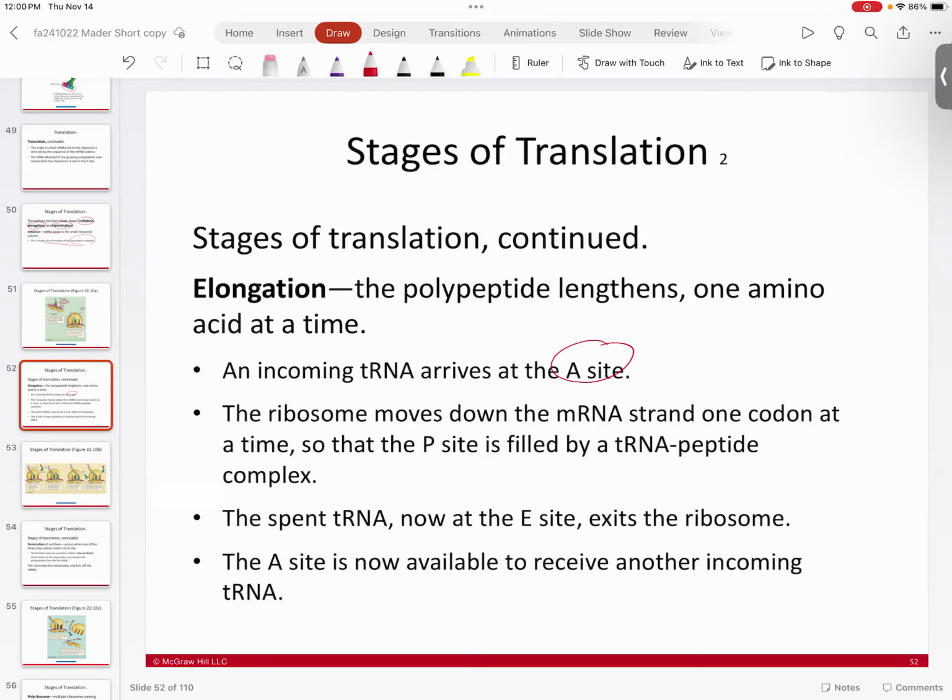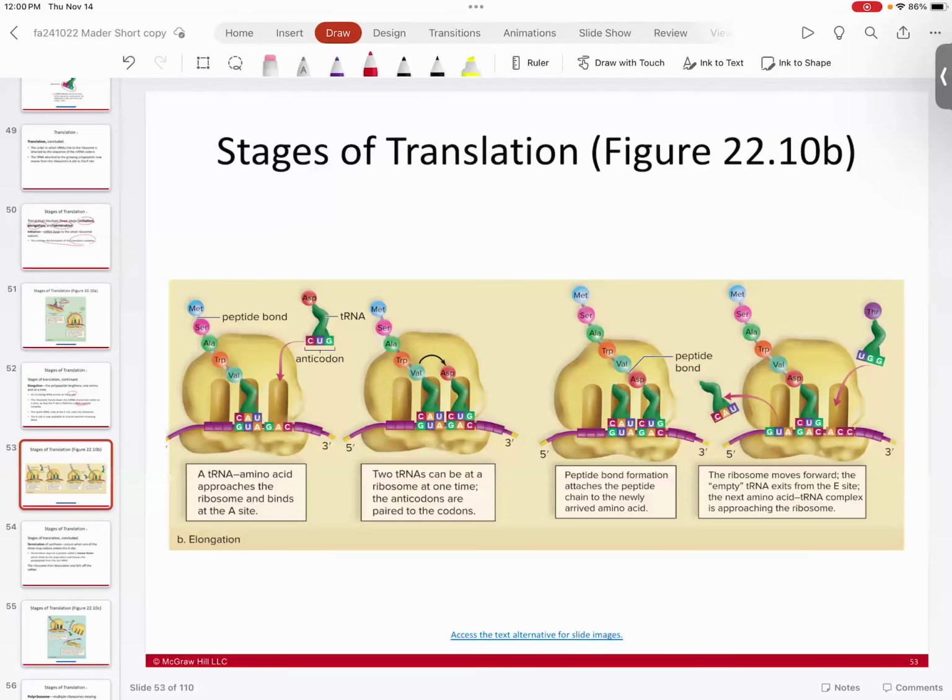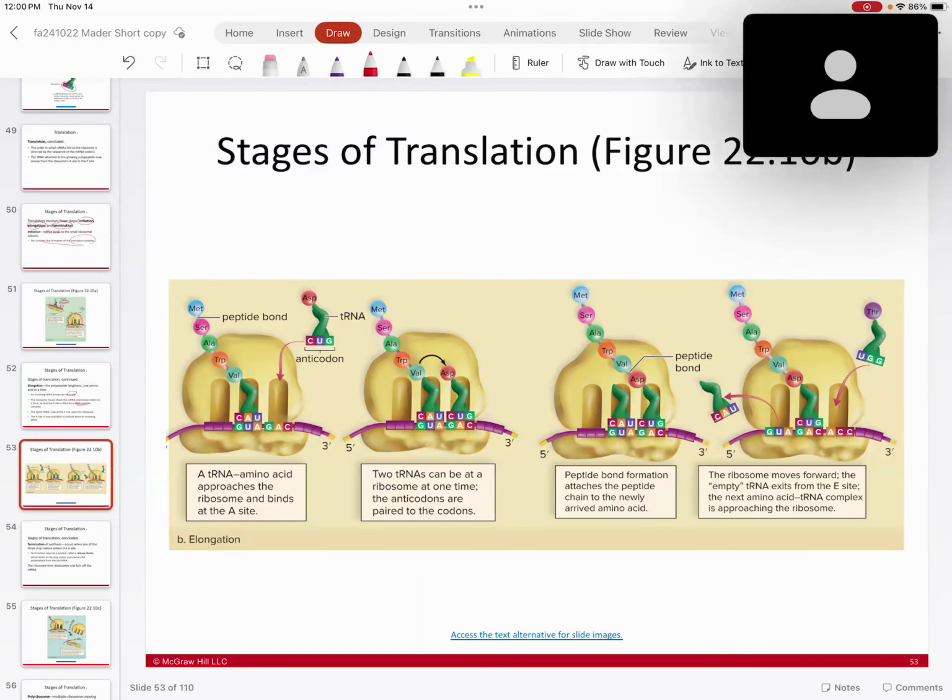And so at this particular point, your P site is going to be filled with the tRNA that has the growing peptide chain. And then in the E site, you have your spent tRNA, which has given up its peptide. That will basically exit, and that'll allow you to open up the next A site. And this is what it looks like here.